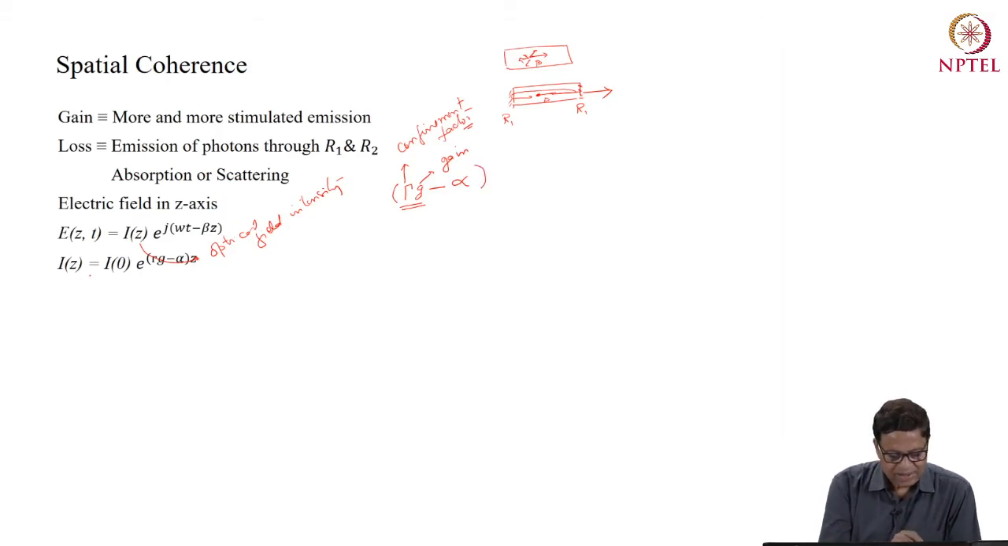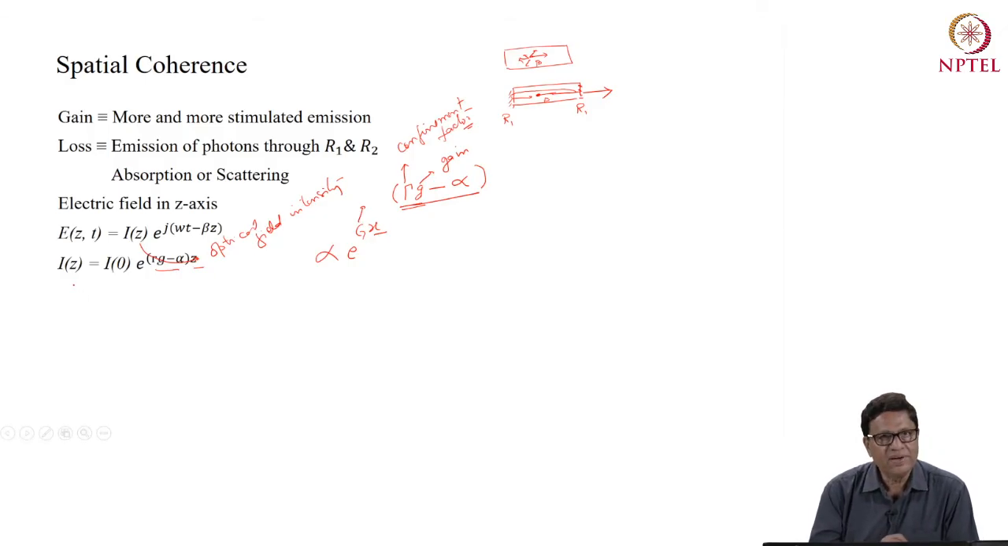So Iz as a function of z. Earlier, in the last lecture, we had seen that the growth of flux density is e to the power gx. This is how the flux density is growing, where g is the gain. So in our case, the net gain is gamma g minus alpha, and x was in x, and this is in the z direction. So this is how the optical field intensity is growing: Iz is equal to I naught into e to the power (gamma g minus alpha) z.